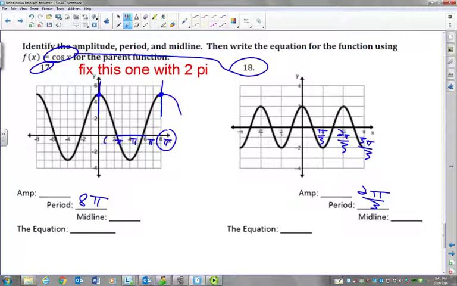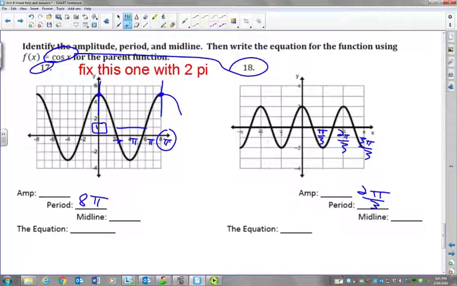Well, let's see. That's 1, 2, 3, 1, 2, 3, 4, 5. No, it's not even. So let's move up one more. There you go, because now it's 1, 2, 3, 4, and 1, 2, 3, 4. Good. So that means halfway is right there. So that's our midline, and our midline is at 1.